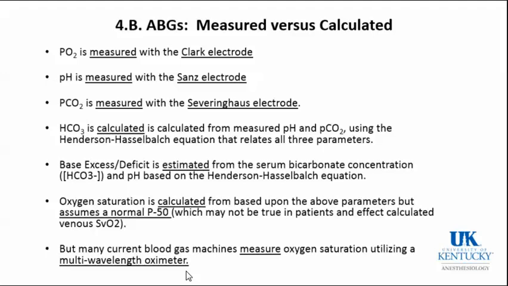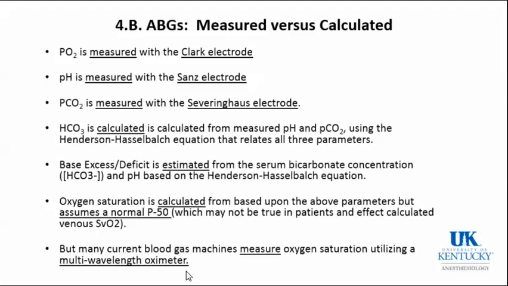Another key word was arterial blood gases measured versus calculated, and I've shown a little more than the question asked. As I mentioned, the PO2 is measured by the Clark electrode. The pH is measured by what's called a Sanz electrode, and the CO2 is measured by the Severinghaus electrode. Severinghaus was a professor of anesthesia at my alma mater, one of my teachers at UCSF, who invented this electrode, which made blood gas analysis possible.